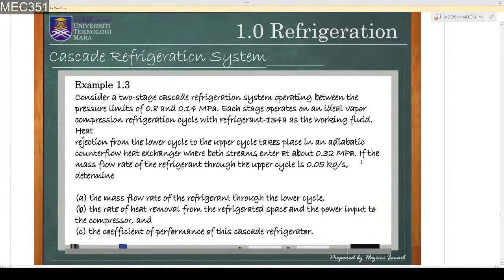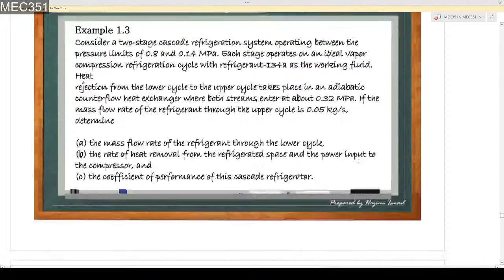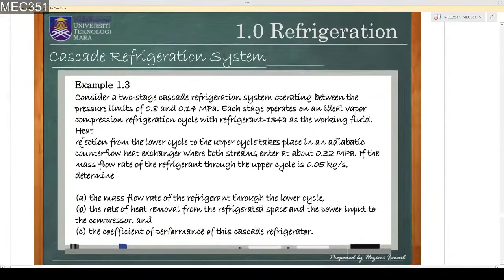Example 1.3. Okay, consider a two-stage cascade. So we know now this is the two-stage cascade. Not 3, not 4, not 5. We have only 2 stages of cascades, meaning that we have A and B. Refrigeration system operating between the pressure limits of 0.8 and 0.14 MPa.